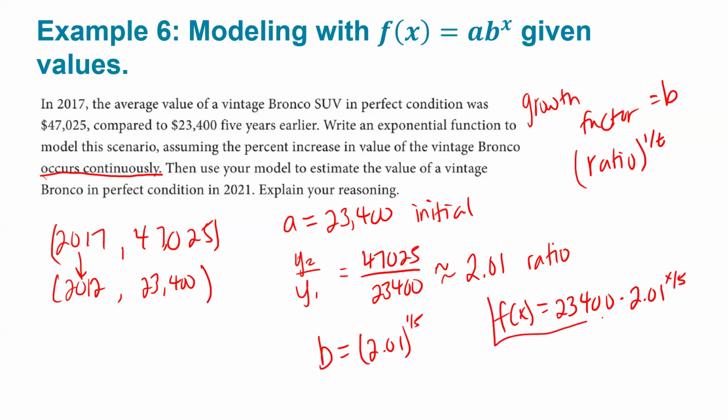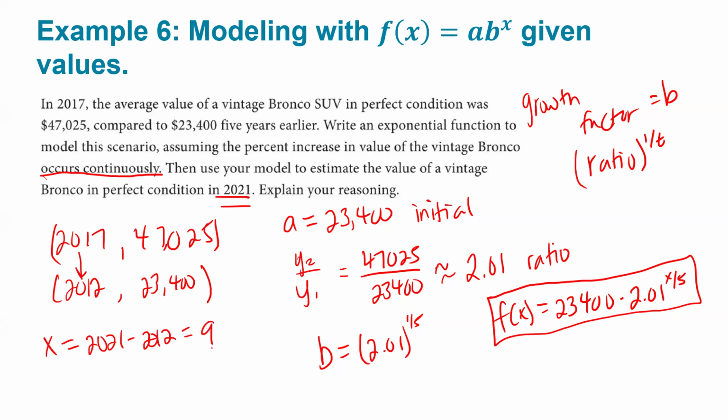So it says, can you use this information to determine the value of the Bronco in 2021? Okay, so we're looking for when x equals, look for 2021. So 2021 minus our initial year, which was 2012, and that's going to give us 9. So we're looking for when x equals 9, what is the value of the vehicle, right? So we're looking for f of 9.